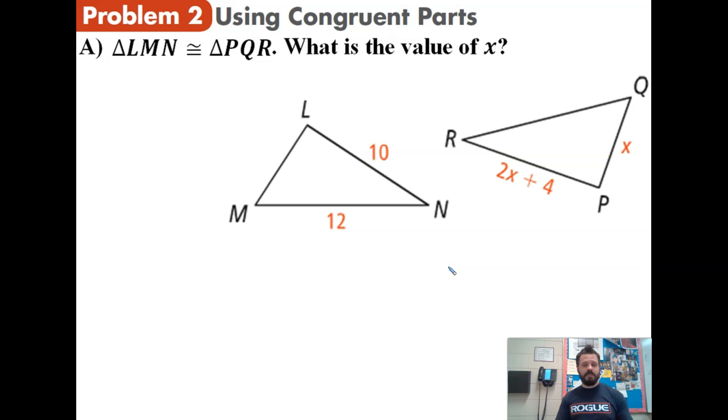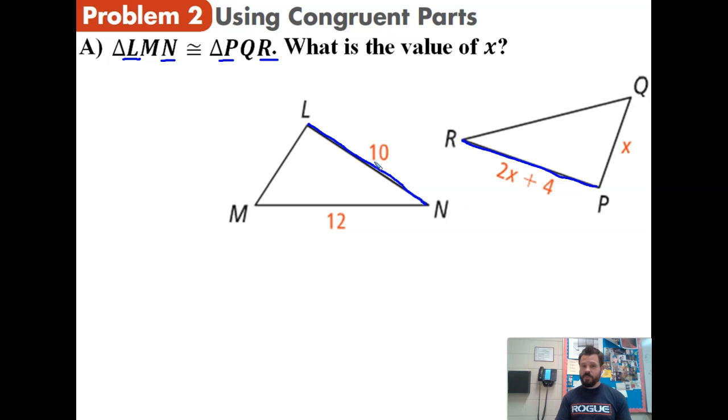So what we can do is set up an equation to solve for x. And the trick is going to be matching the correct sides together to make that equation. Now to do that, it looks like side LN is congruent, or corresponding, with side RP. I can check that with my congruent statement. Notice that L is the first letter, N is the second, here's my LN. And in the second statement for PR, P is the first letter, R is the second. So I know for sure these two sides correspond.